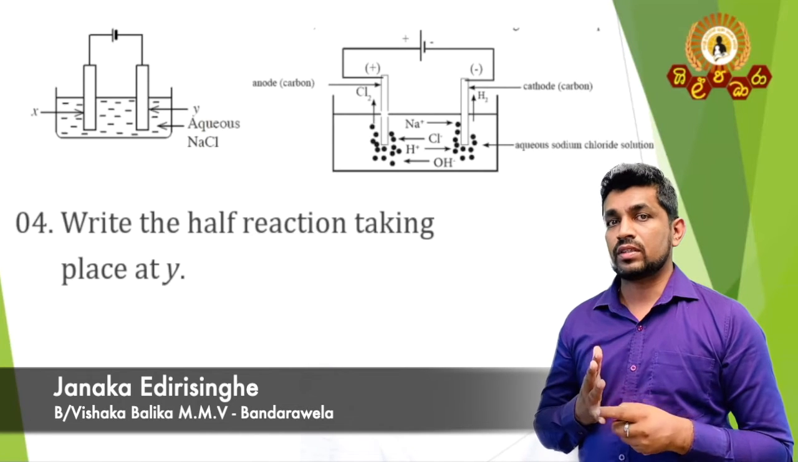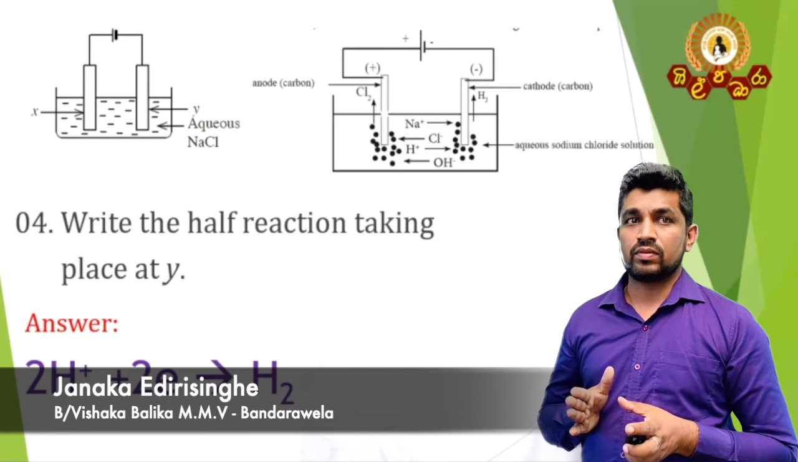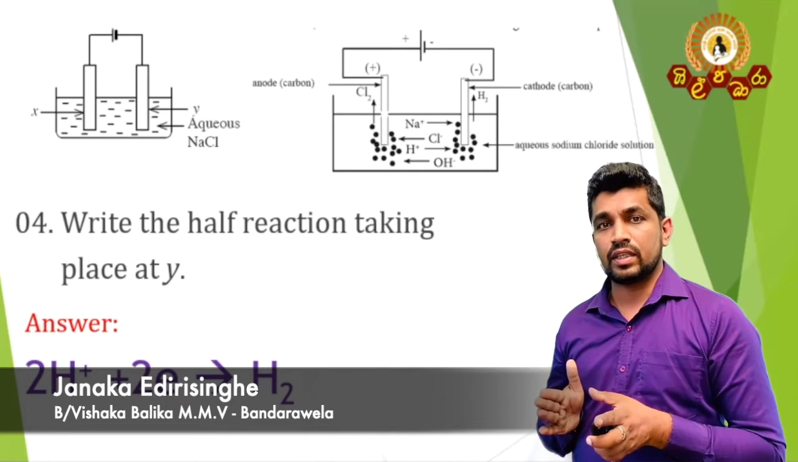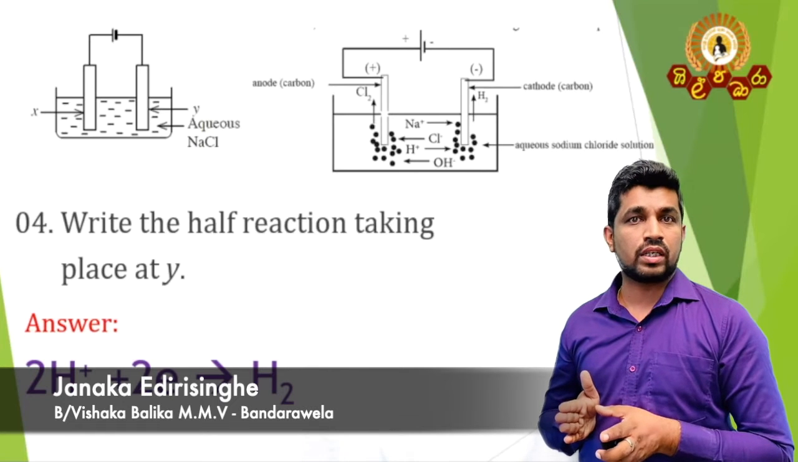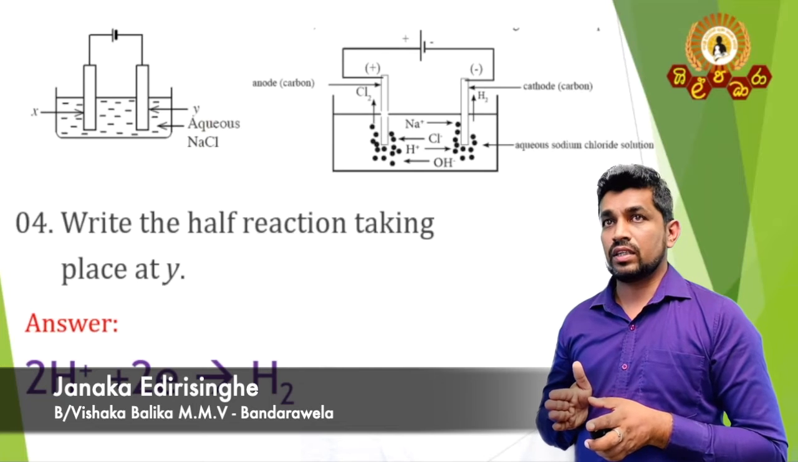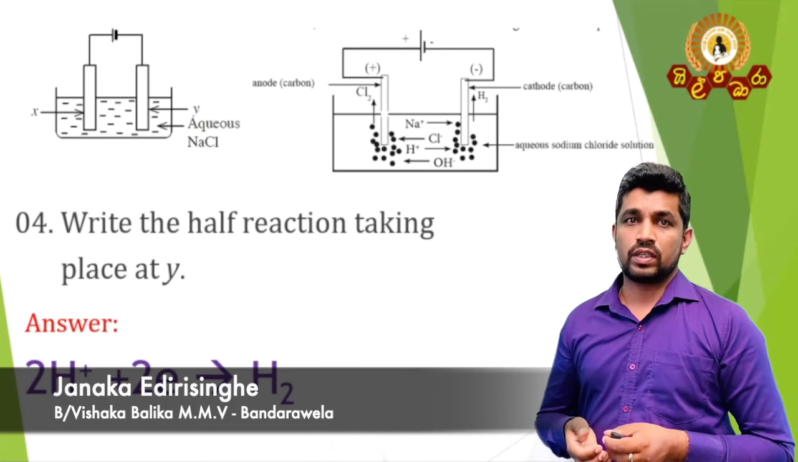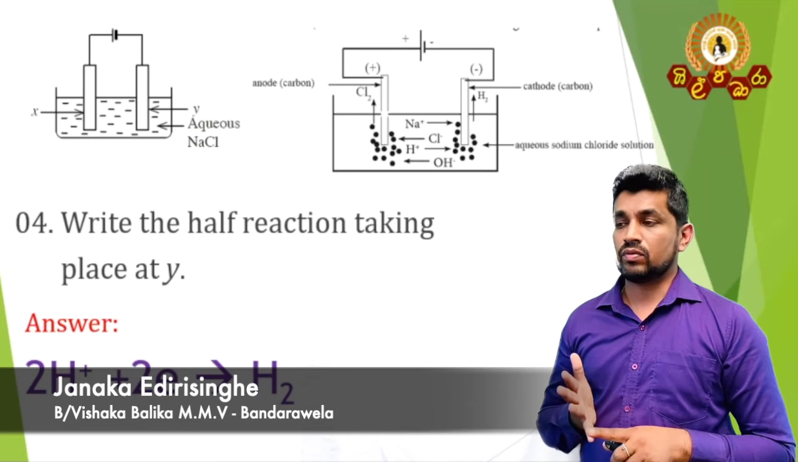Now that means hydrogen is receiving electrons. Therefore, as a balanced chemical equation, we can write 2 hydrogen ions taking 2 electrons and forming hydrogen gas. Then as the observation, hydrogen gas bubbles evolve from Y. So you have to write the equation properly.